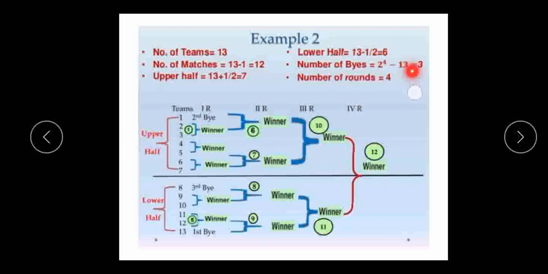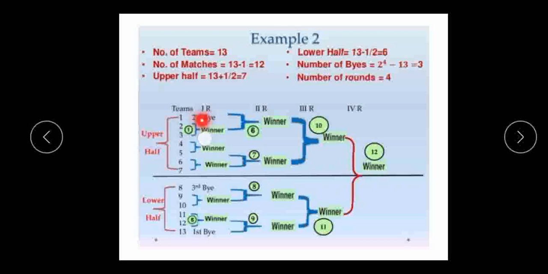The result is 3, which means 3 byes are given in this draw, and the number of rounds is 4, because 2 to the power 4 is the round of 4. Clear? Next, the first bye is given to number 13, the last team of the lower half. The second bye is given to the first team of the upper half, and the third bye is given to the first team of the lower half, number 8. Clear? Then play continues with the matches.